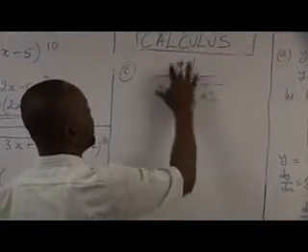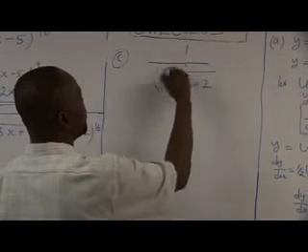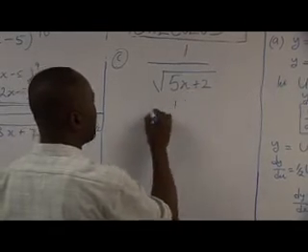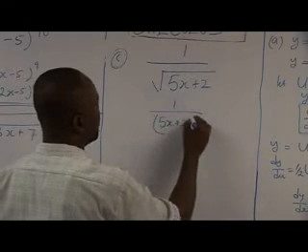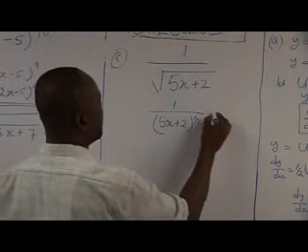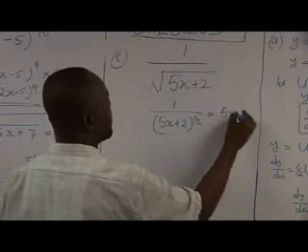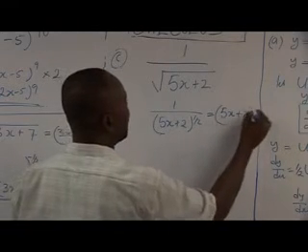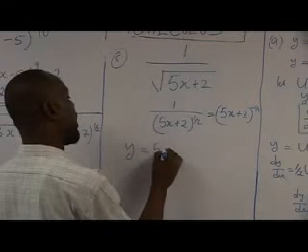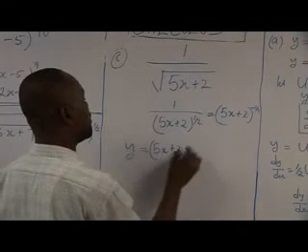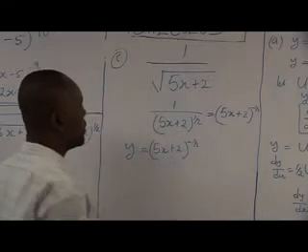First, before I do that magic to this, what do we do? First and foremost, use your indices and simplify this. We have this as 5x plus 2 raised to the power of half, and this is the same thing as what? 5x plus 2 raised to the power of minus half. So we start off from here: y is equal to 5x plus 2 raised to the power of minus half.